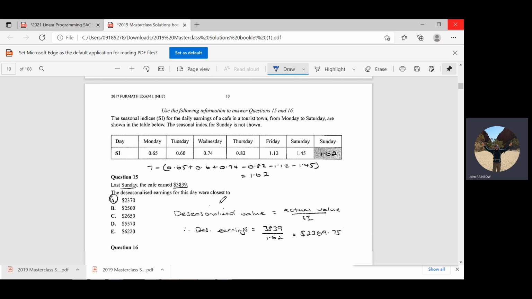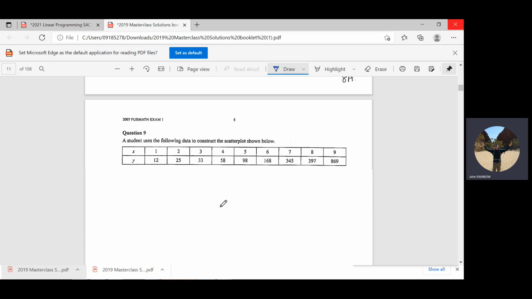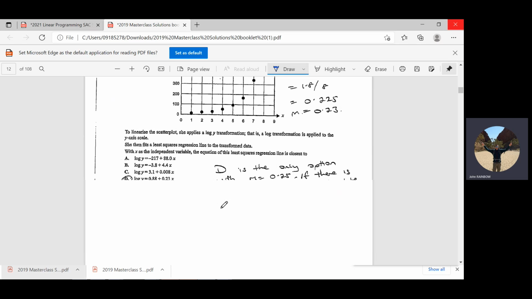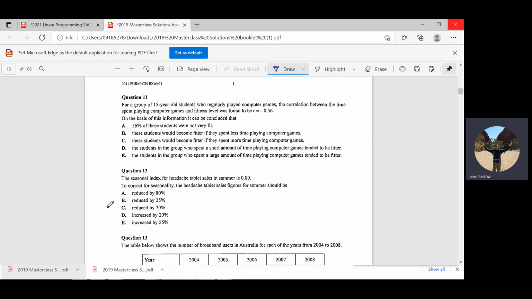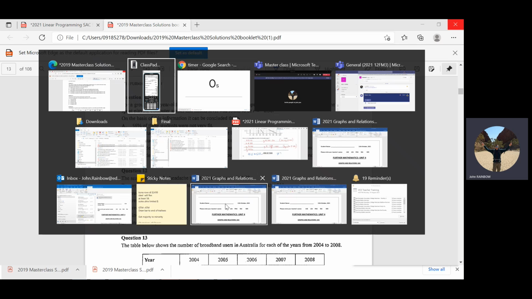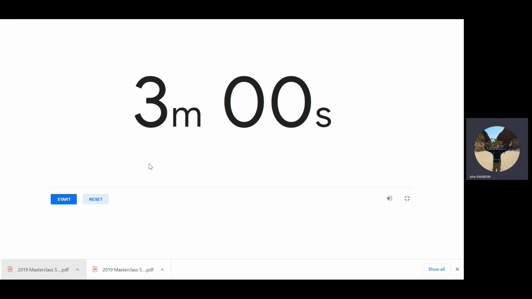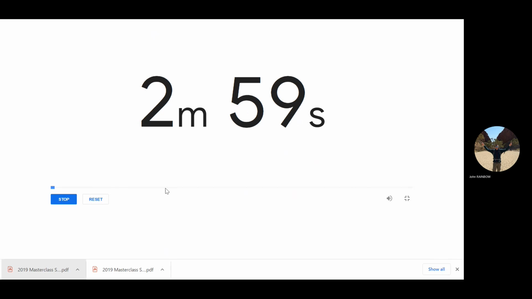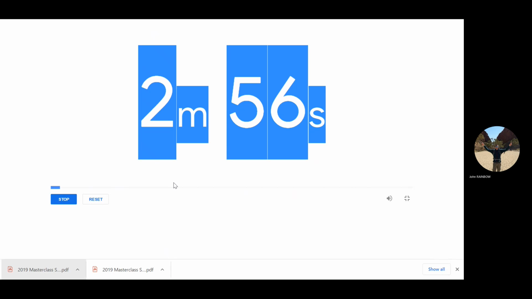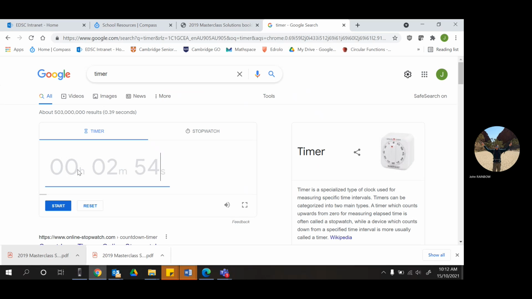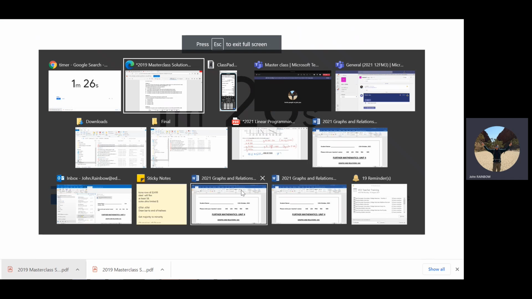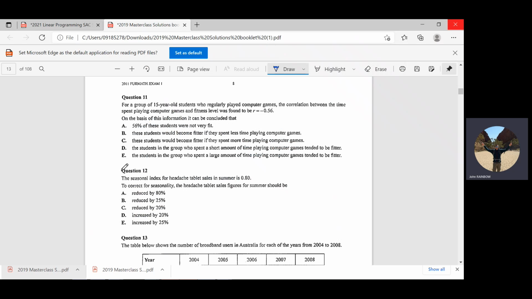Let's jump to page 10. I want you guys to have a go at question 12. I'll give you a minute and a half on that one. Question 12, a minute and a half. Page 10, please. We're doing page 10, question 12.